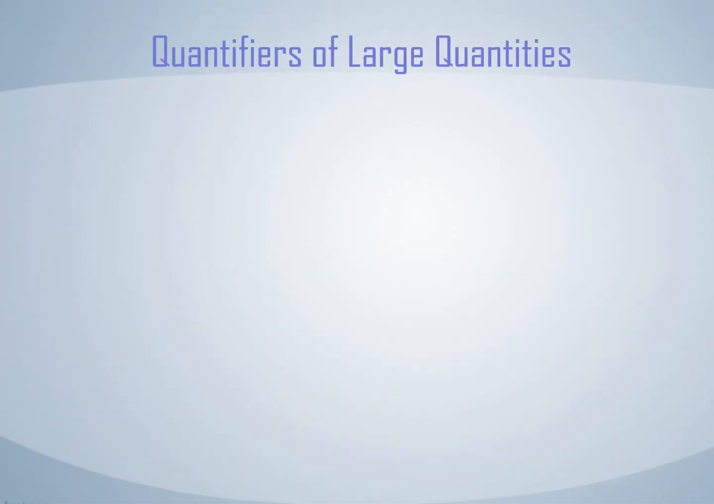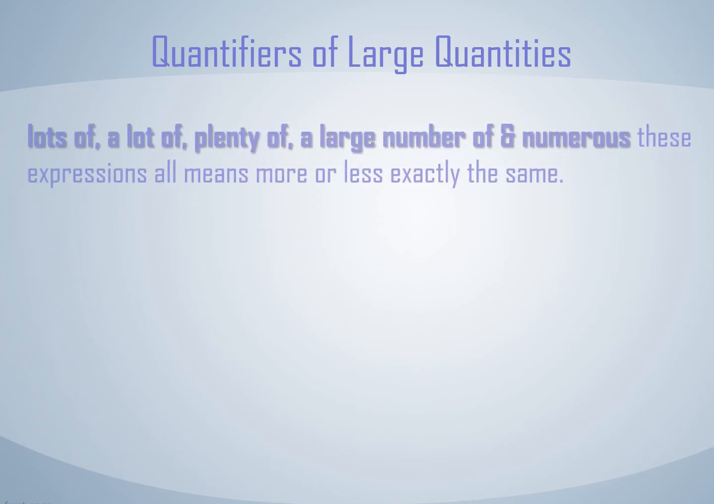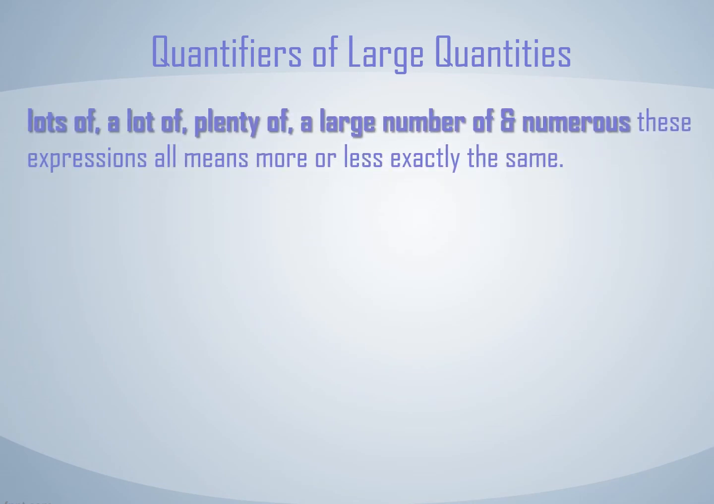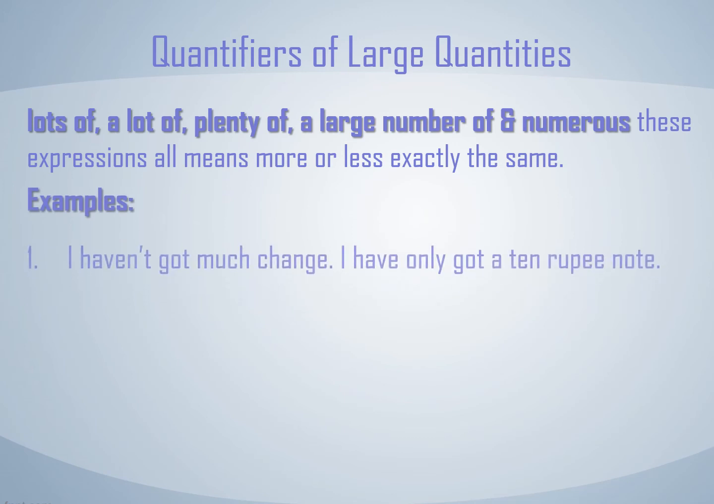Now, quantifiers of large quantities continue here. Lots of, a lot of, plenty of, a large number of, and numerous. These expressions all mean more or less exactly the same. It means you can use any of them, but they have their grading too. Remember this thing. And what the grading is, you will see further. First of all, we see the examples here.